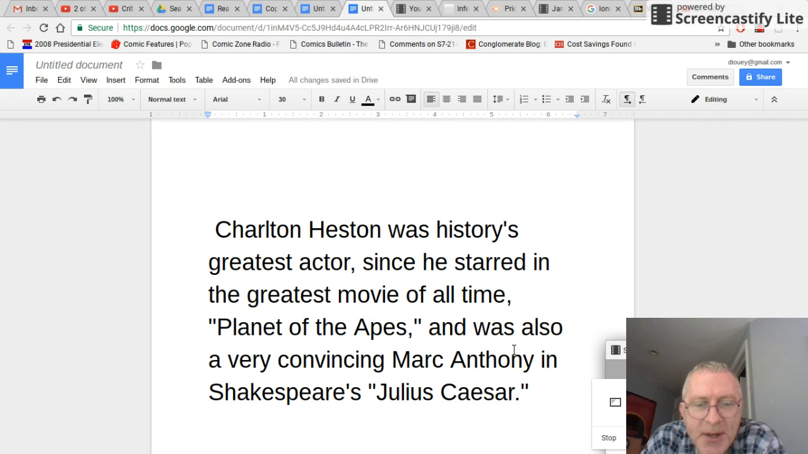Charlton Heston was history's greatest actor, since he starred in the greatest movie of all time, Planet of the Apes, and was also a very convincing Mark Antony in Shakespeare's Julius Caesar. Okay, little argument there. Definitely an argument. I'm a big Charlton Heston fan, but you don't even have to know who he is. So how do we begin to analyze this argument, to break it down into its component parts?